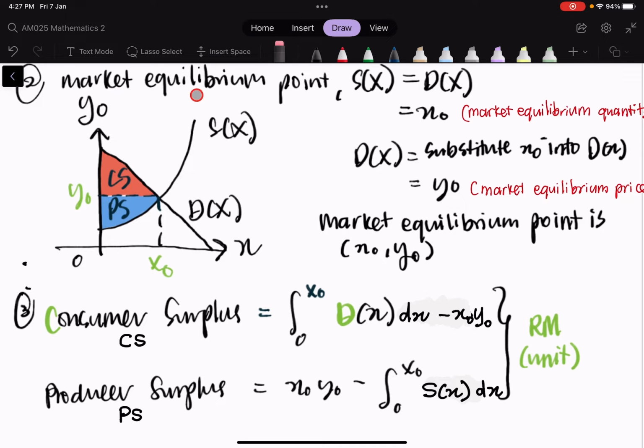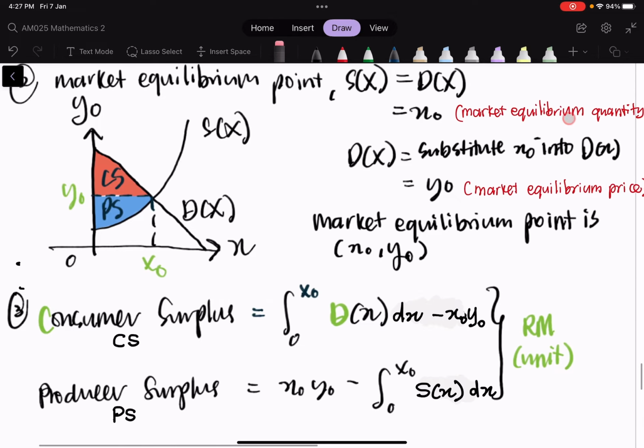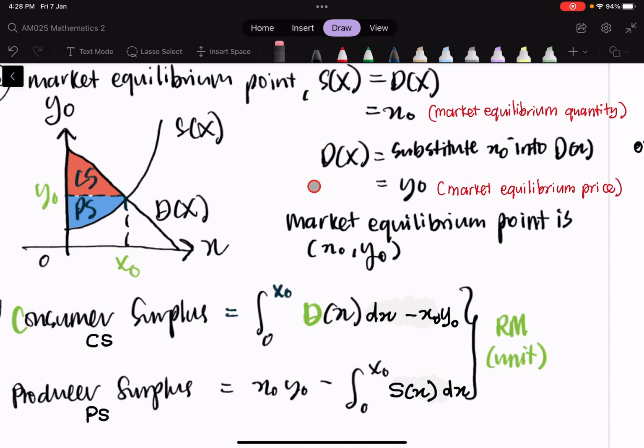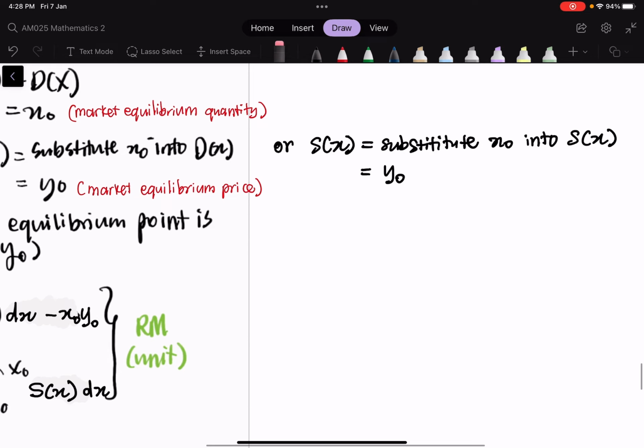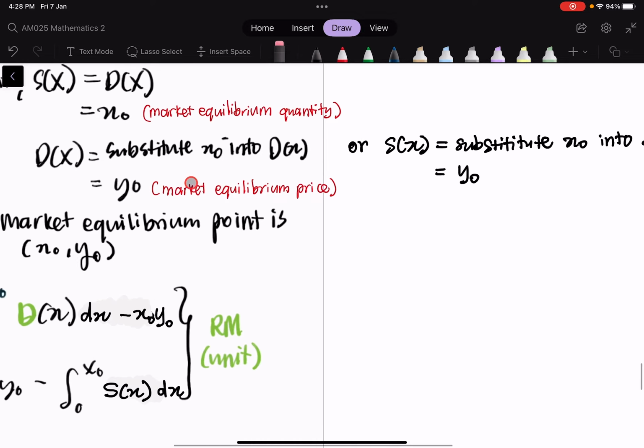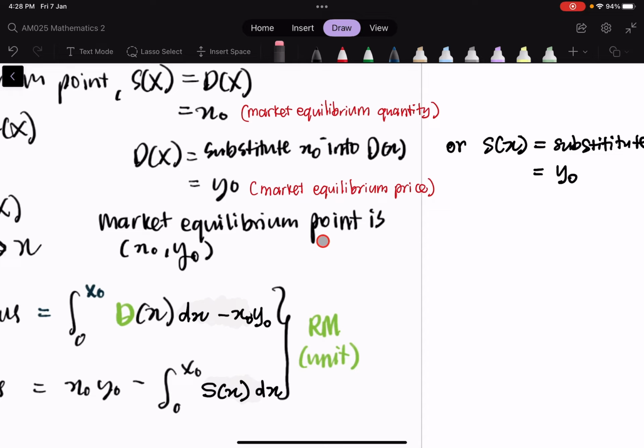To find the market equilibrium point (X0, Y0), we can equate the supply function with the demand function. Then we get X0, which is the market equilibrium quantity. To find Y0, the market equilibrium price, we can substitute X0 into the demand function, or into the supply function. Then we can write down the market equilibrium point as (X0, Y0).